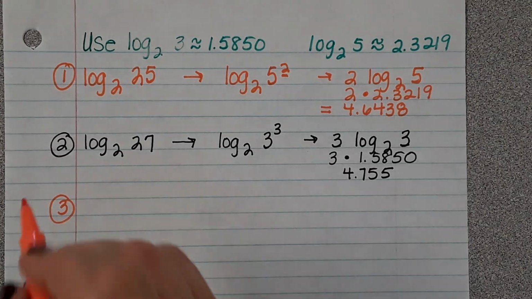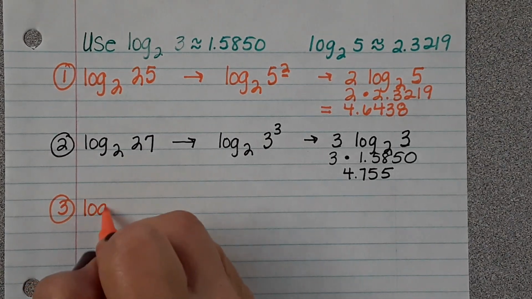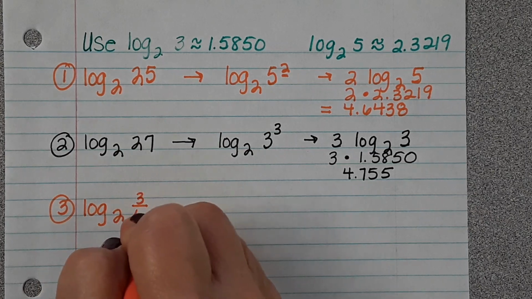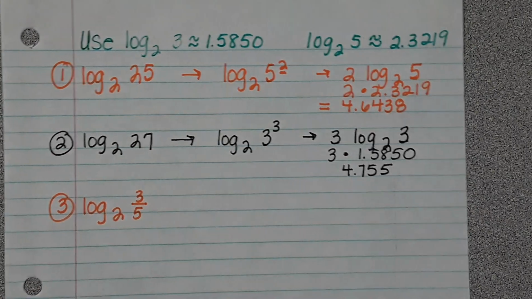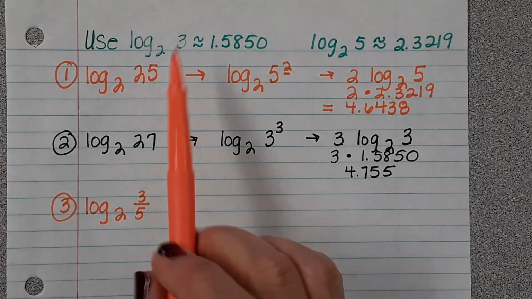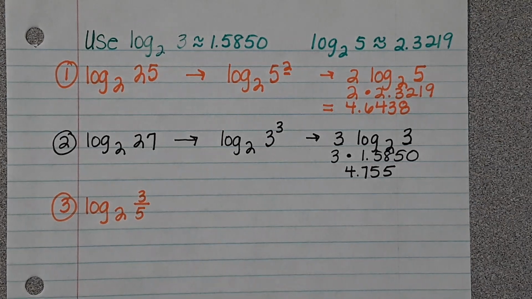Okay, here's the next one. Log base 2 of 3 over 5. Now again, you guys, 6th period asked me a really good question. They said, is it always going to be log base 2? For these problems, yes, because they gave us log base 2 of a number. So they can't change the log on you.